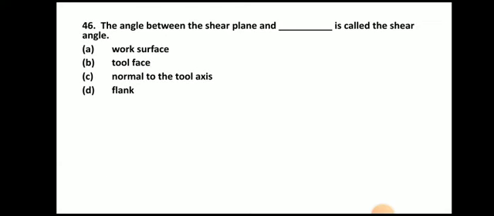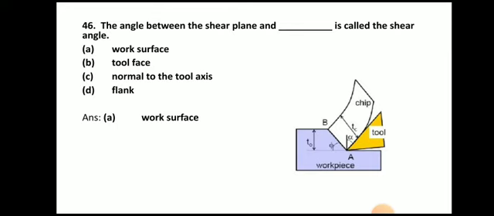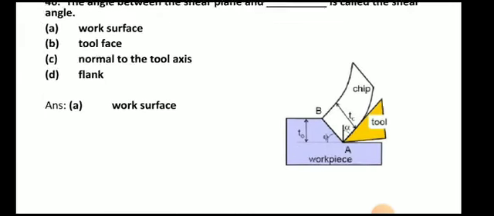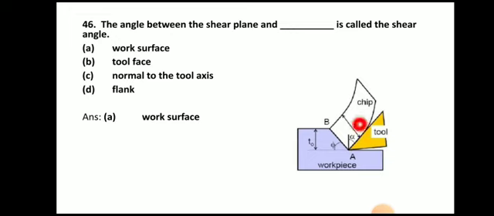Next question. The angle between the shear plane and work surface is called as shear angle. So here you can see the shear angle. Here AB is nothing but the shear plane, and this is the work surface. So the angle between the shear plane and the work surface is known as shear angle.